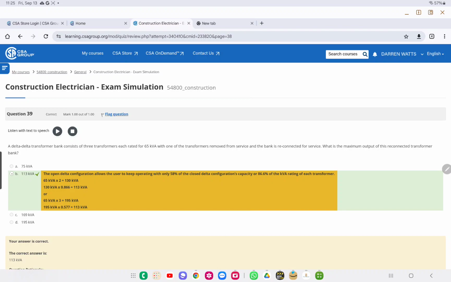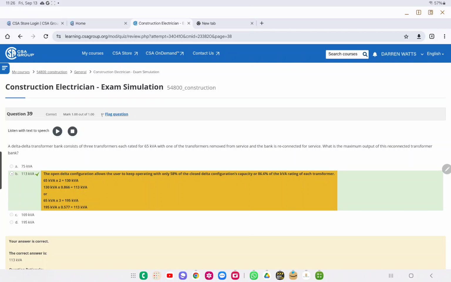Anyways, when you look at the answers here, you got 113 kVA. That's the closest answer to your 112.58, which they would have rounded up, and you would get your answer.